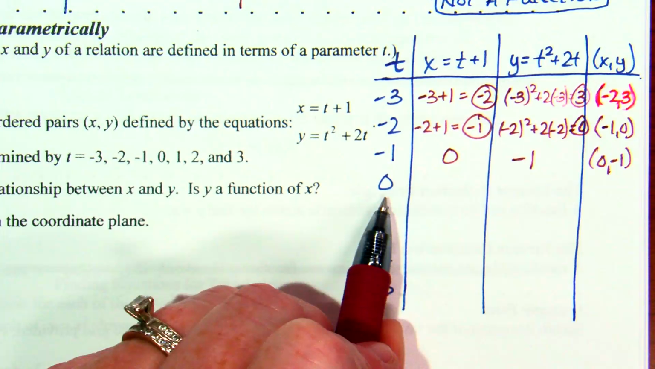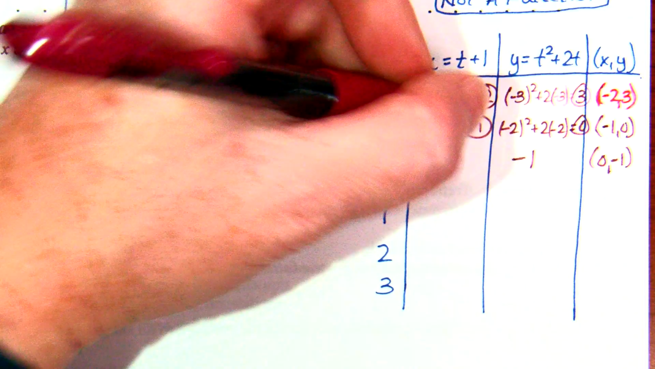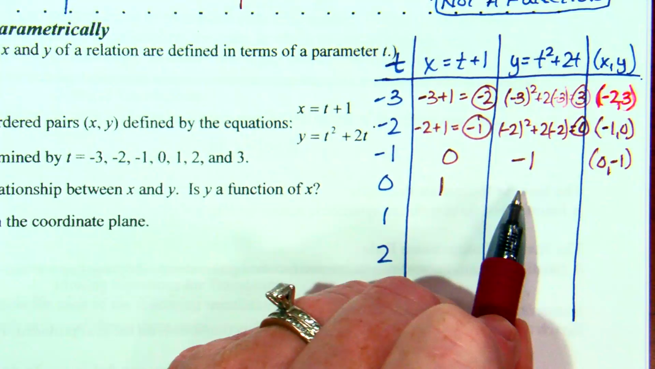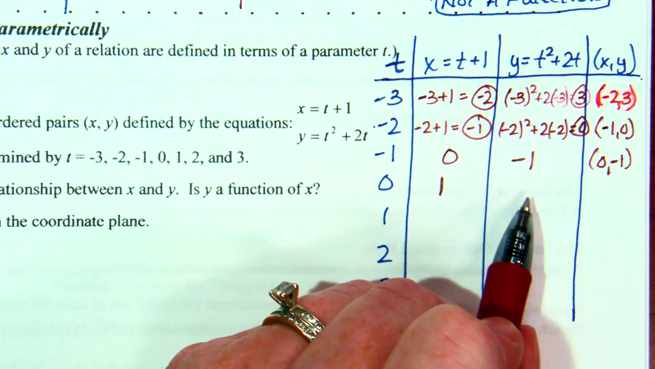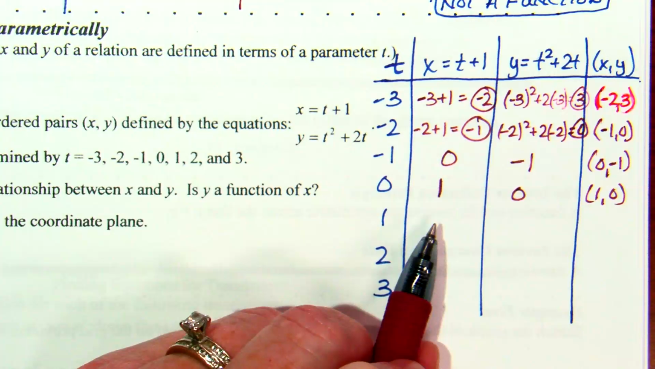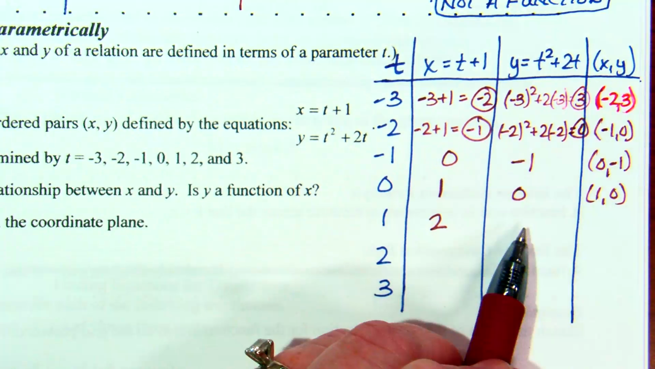Plugging in 0. I like 0. 0 plus 1? 1. 0 squared plus 2 times 0. There's the 0. Ordered pair of 1, 0. Okay, plug in 1. 1 plus 1, 2. 1 squared plus 2 times 1, 3. So this ordered pair is 2, 3.